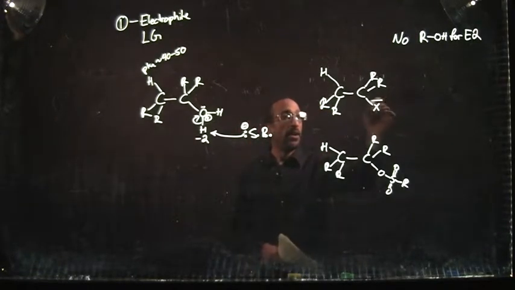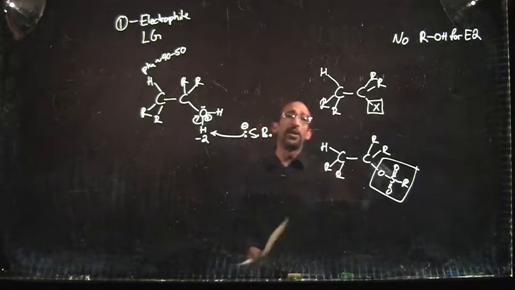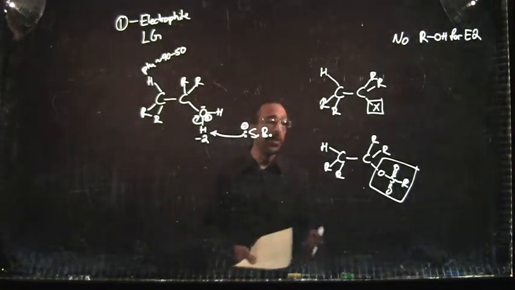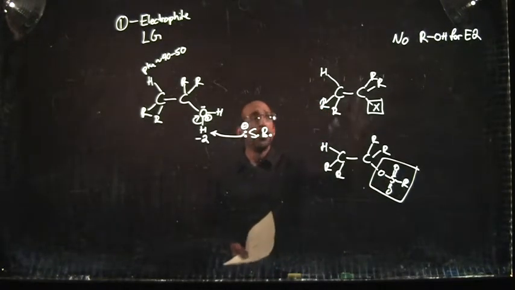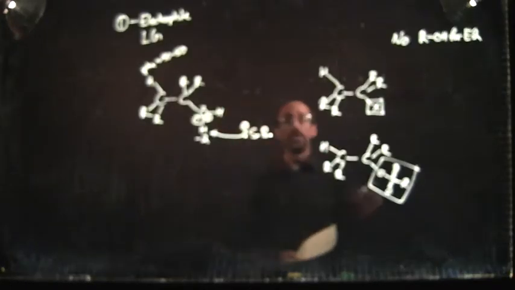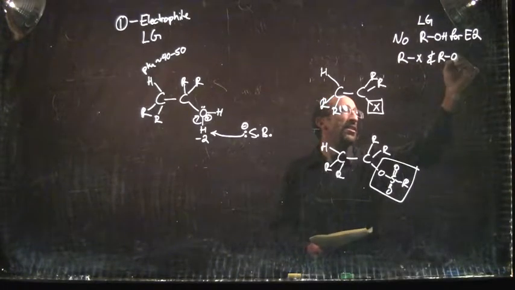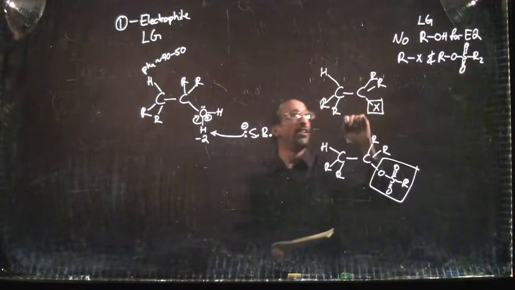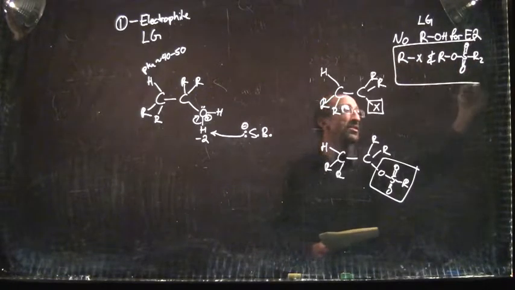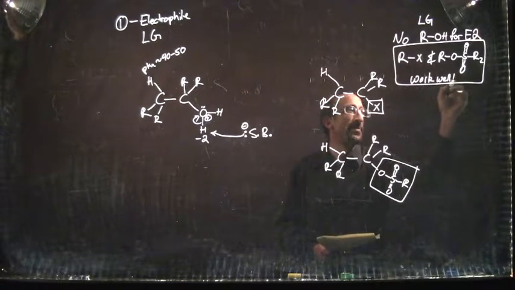And similarly, I now have leaving groups that when they fall off during the elimination form very weak bases, right? We know that X minus is a weak base. We know that sulfonate esters, or the conjugate base of a sulfonate ester, is also going to be a weak base. And so these work perfectly well for us to do E2 eliminations, right? So in terms of the leaving group, we can't have ROH for an E2, but RX and sulfonate esters, our alkyl halides and our sulfonate esters, are excellent starting materials. So no ROH, but these two work well.